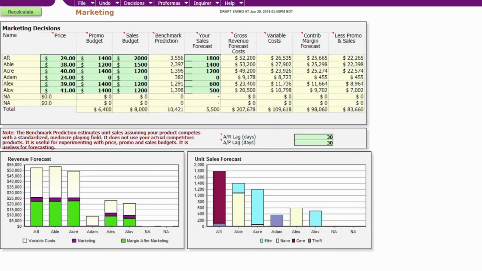For Harlov, which is in the highlight segment as a car, having a sales budget of $1,200 will be great since it will result in a combined budget of $2,400. We spent $1,400 on promotion. We estimated to sell 500 units.